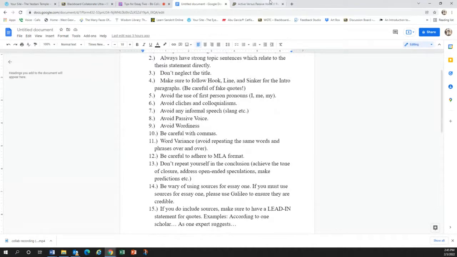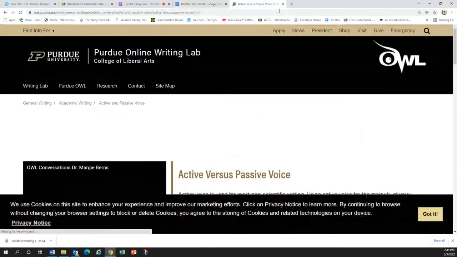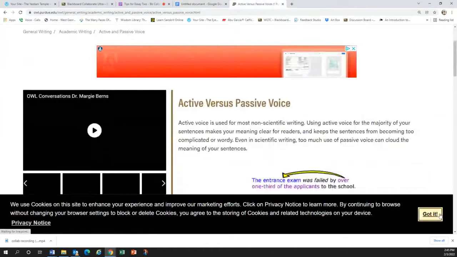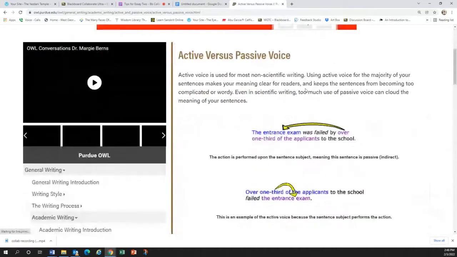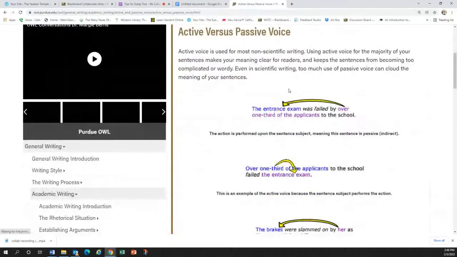For this one, I'm going to have to take you over here to the Purdue OWL. Now, I'm not going to go super into this, but the Purdue OWL talks about a lot of things to help with the writing process, and active versus passive voice is very important. Active voice is used for most non-scientific writing. Use active voice for the majority of your sentences to make the meaning clear for readers and keep the sentence from becoming too complicated or wordy.